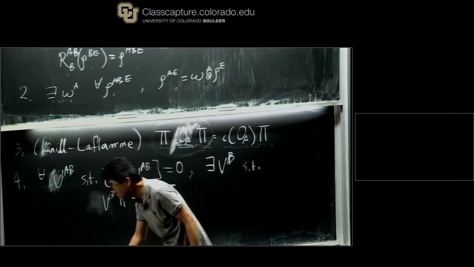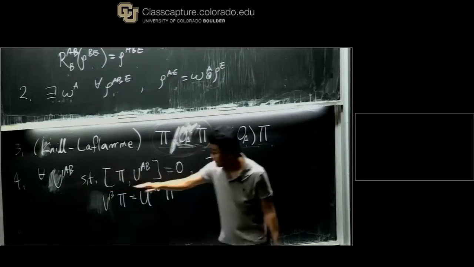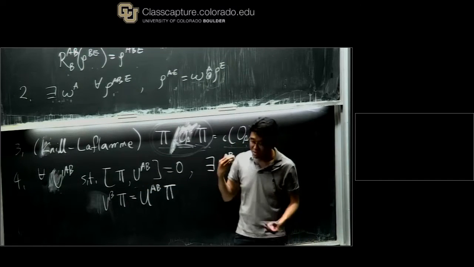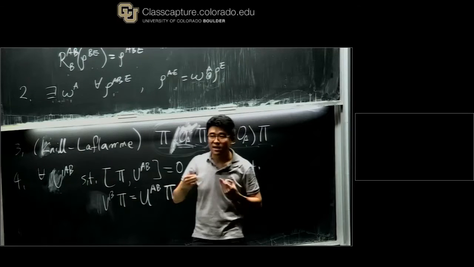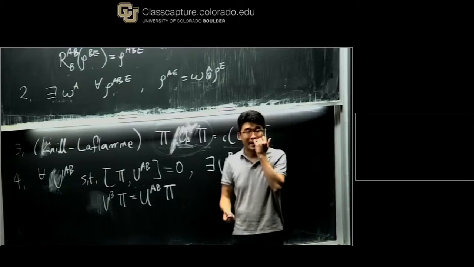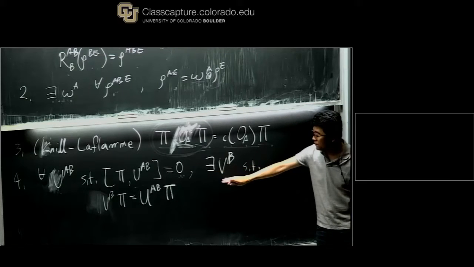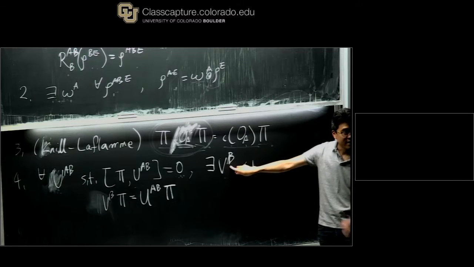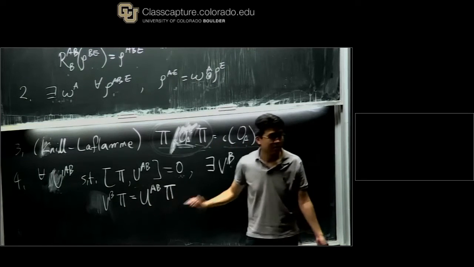The fourth condition is, so this is a logical operator, meaning that it commutes with my code state projector. So if I start with the code state, acting by U_AB on the whole system, then I will end up in the code space again. I may have induced some transformation. Given any such logical operator, I could find another operator acting only on B, acting by identity on A, such that the action on the code space, they are equal.